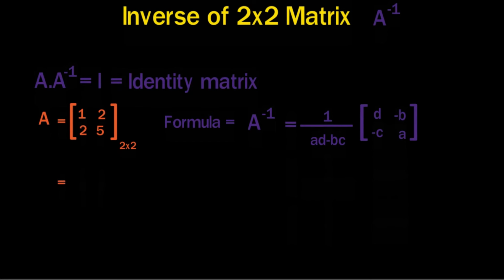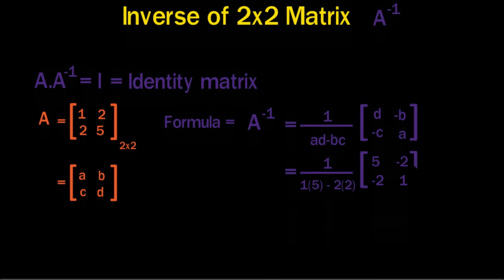So to recall what is ABCD, this is A, B, C, D. So what is A here? 1. What is D? 5. Minus B, which is 2. And C is also 2. And you have D, which is 5. And negative B is negative 2. Negative C is negative 2. You have A is 1. So for the denominator, we have 5 minus 4, which is 1. And we get the answer 5, negative 2, negative 2, 1 as the inverse.